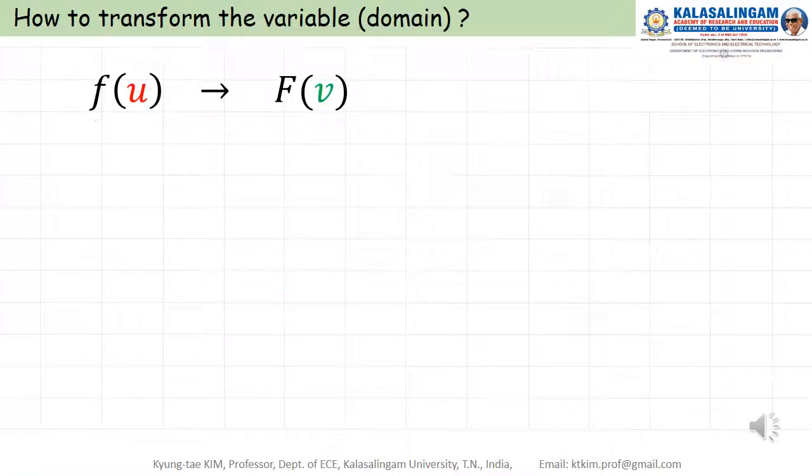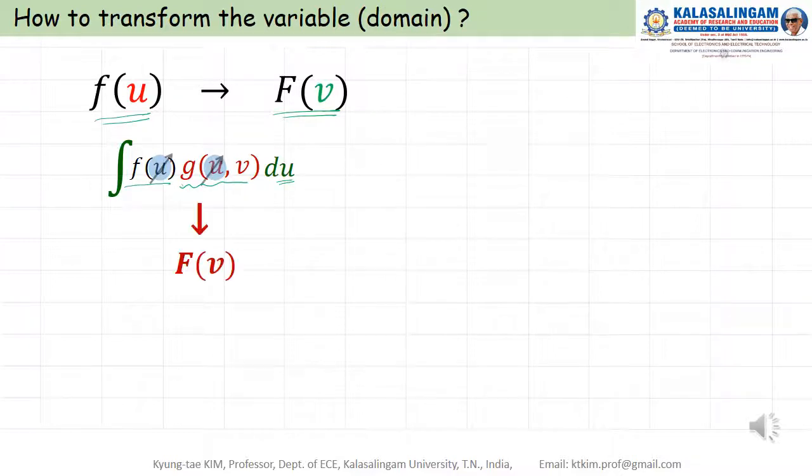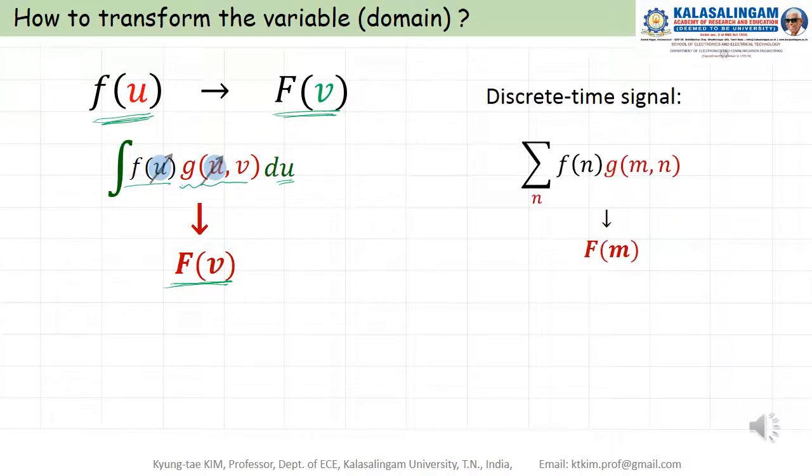For transforming u to v, we have f(u) here. We multiply it by the g function g(u,v), and if we take the integral with respect to variable u, then variable u will be removed. Then finally we get a function of variable v. We call this the general concept of transformation from u to v.